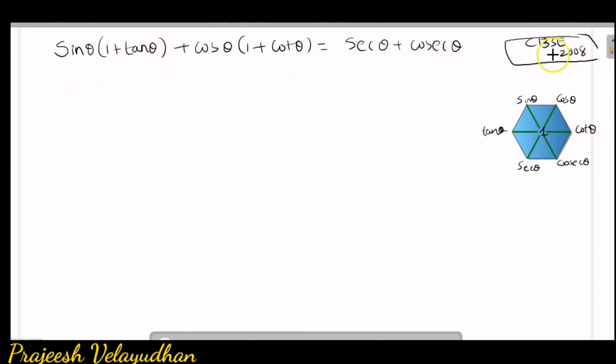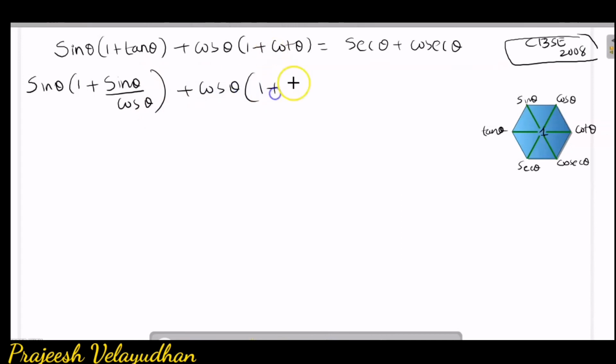The next question from CBSE 2008: sin theta into 1 plus tan theta plus cos theta into 1 plus cot theta, which is equal to sec theta plus cosec theta. We know tan theta we need to write as sin theta upon cos theta, and cot theta as cos theta upon sin theta. So the same method we can use here. Sin theta into 1 plus tan theta, we can write sin theta upon cos theta. Close the bracket, and cos theta into 1 plus cot theta, we can rewrite cos theta upon sin theta.